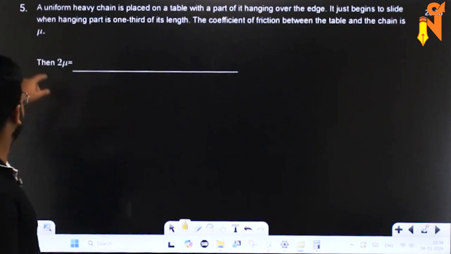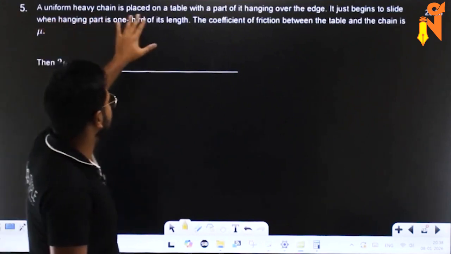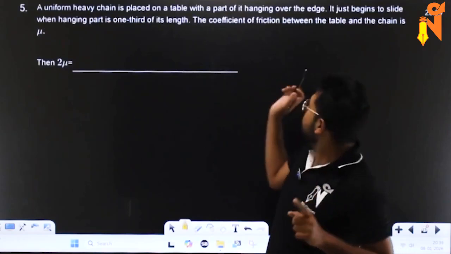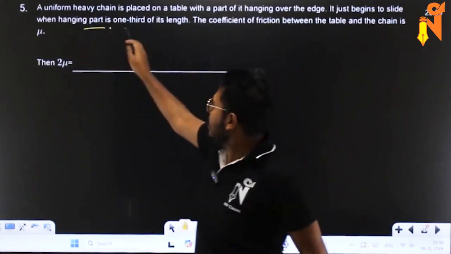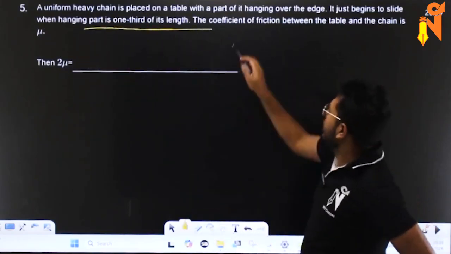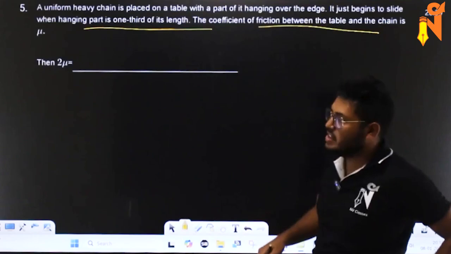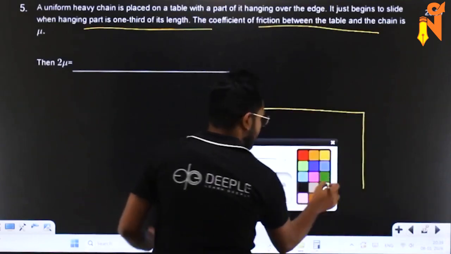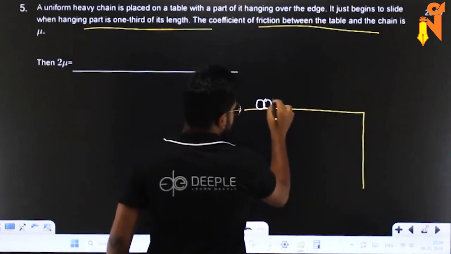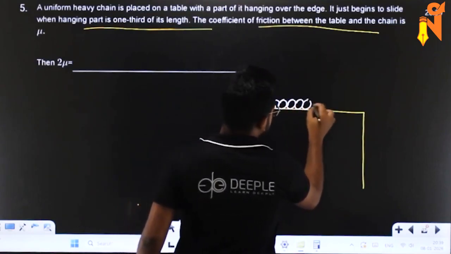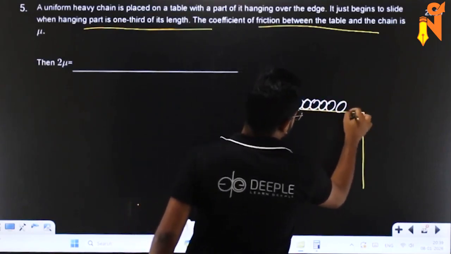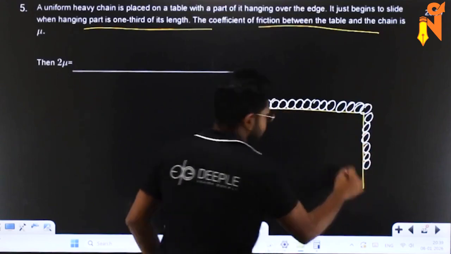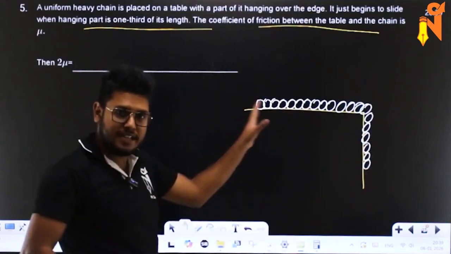Let's come back to this question. A uniform heavy chain is placed on a table with part of it hanging over the edge. It just begins to slide when the hanging part is 1/3 of its length. The coefficient of friction between the table and the chain is mu. Let's see this really quick. So this is the chain. They say 1/3 is hanging and 2/3 is lying on the top.